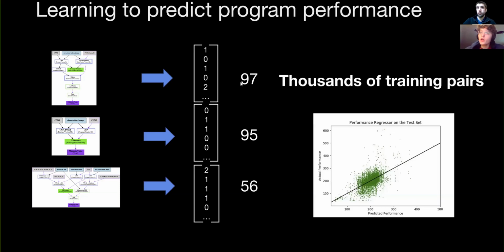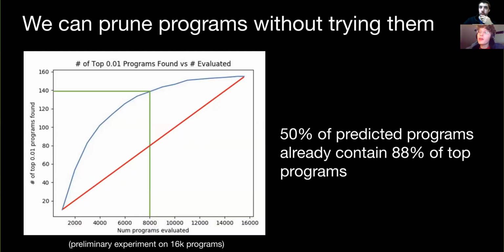We do this on the fly, where at the beginning of our training time, we have 0 training pairs, but after collecting the first few thousand data points, we begin to get some amount of prediction power. This prediction power is not incredibly strong, but we do see that it's enough to dramatically speed up the rate at which we find the best programs. Specifically, after only evaluating 50% of the programs, we had already found 88% of the best programs that we would have discovered if we had gone through and searched the full 100% of programs.